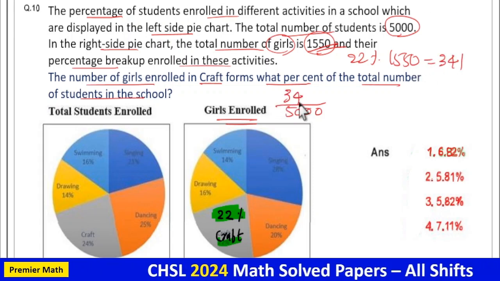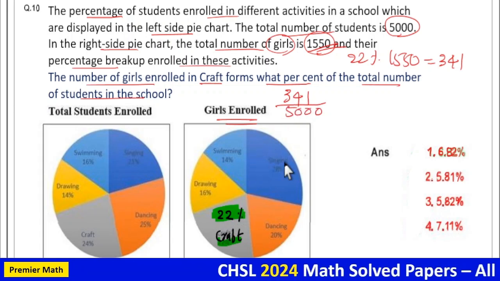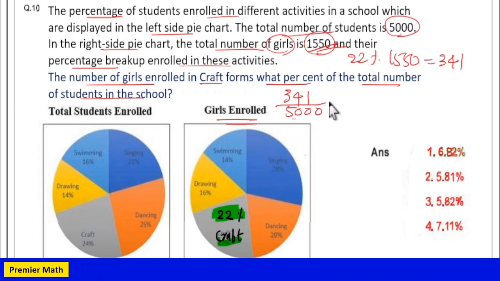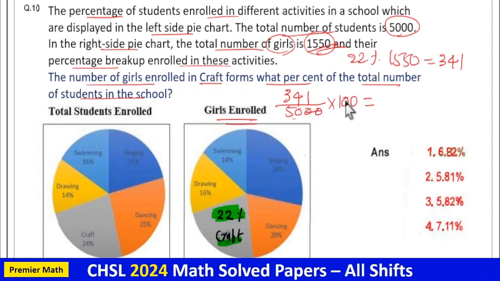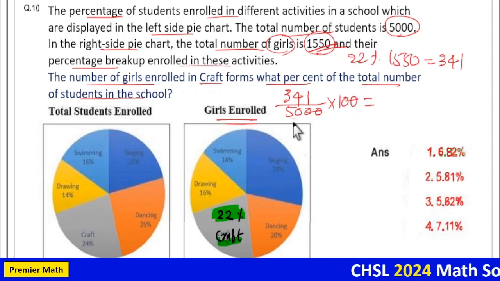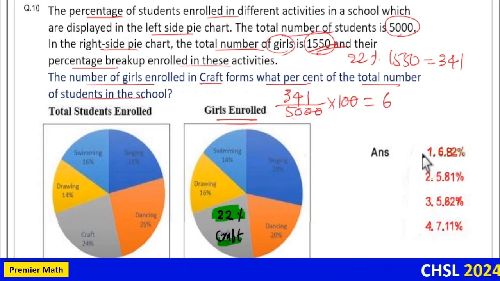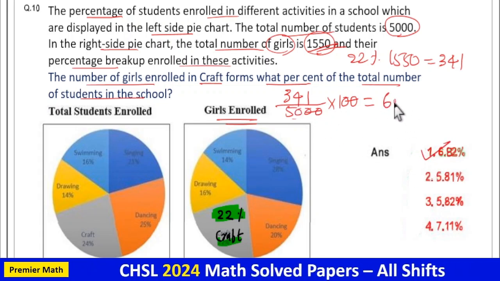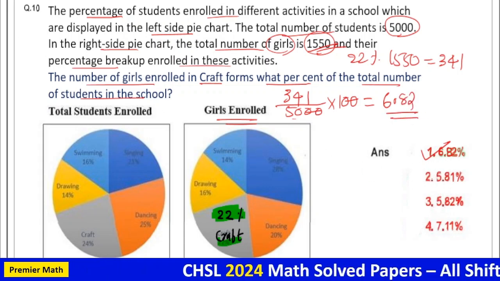Now 341 is the total number of girls engaged in craft form out of these 5,000 students. So 341 by 5,000 into 100 is the required percentage. So 341 by 50, 5 goes 6 times in 30. So option 1 is your answer. Here 6.82%. Starting with 6 is option 1.